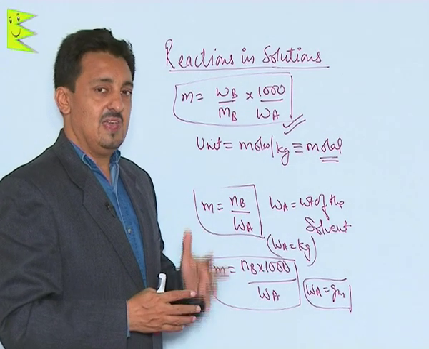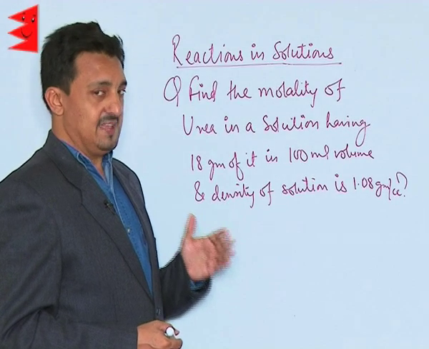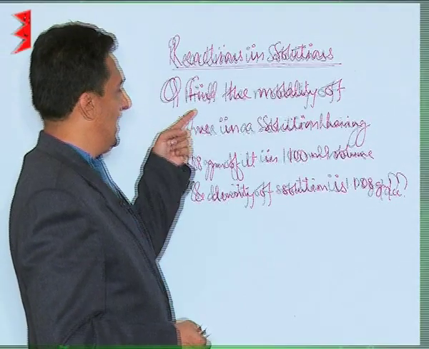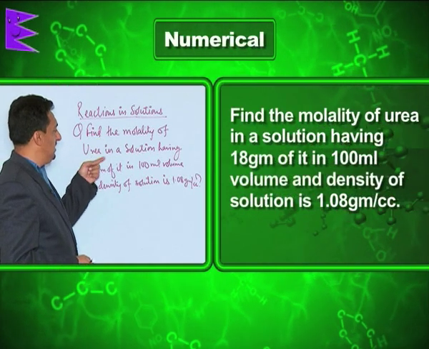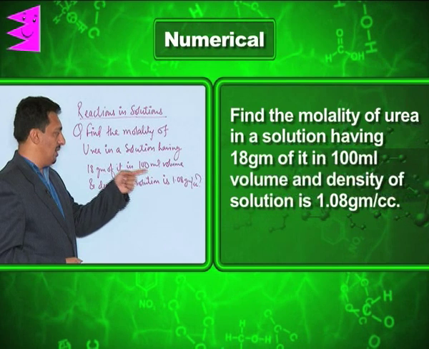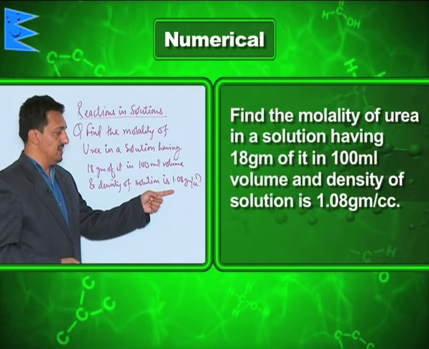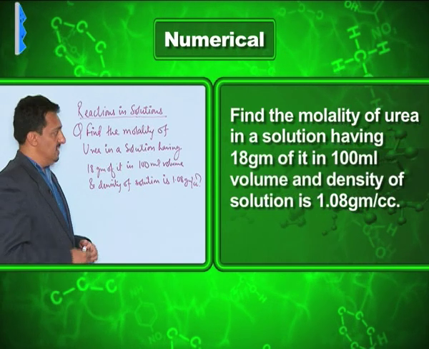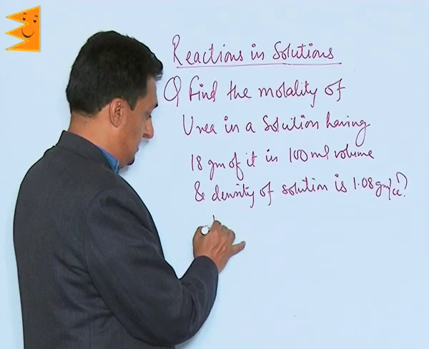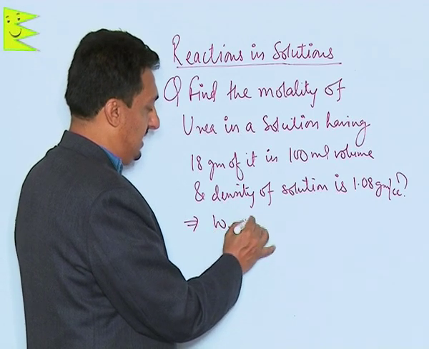Now let us do a numerical on molality. The numerical is: find the molality of a urea solution having 18 grams of it in 100 ml volume, and the density of the solution is 1.08 grams per cc. See, we are given the weight of solute as 18 grams.